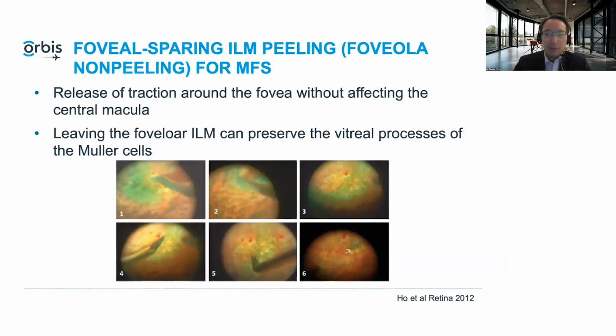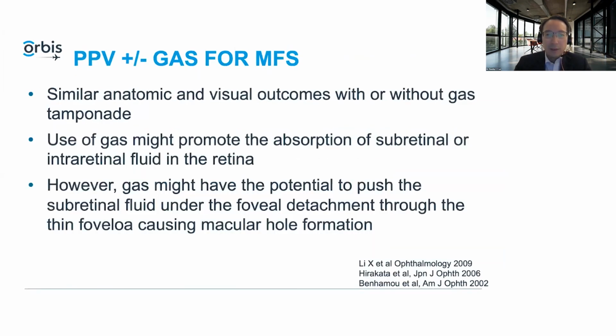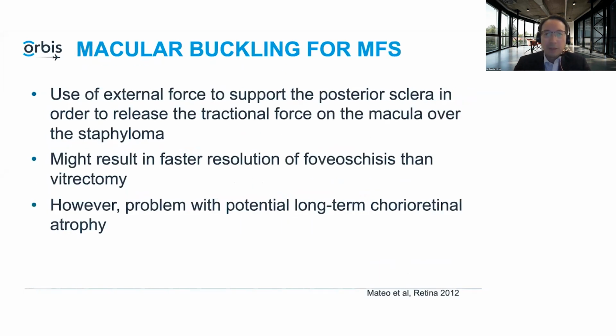So you just peel the ILM around the fovea, instead of leaving the central part behind. Hopefully this will preserve some of the Müller cells at the center to prevent macular hole formation. Again, you can perform it with or without gas because it's still controversial. Sometimes they feel that if you have foveal detachment and you put in gas, you can actually cause a macular hole formation.